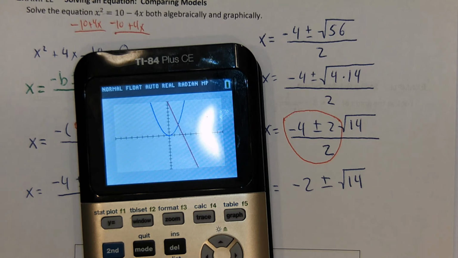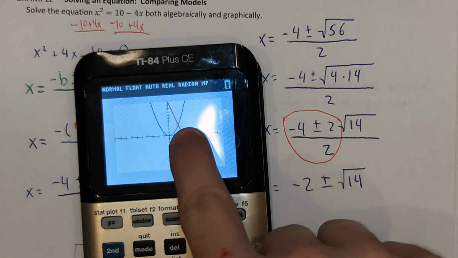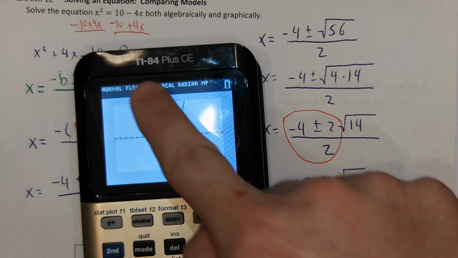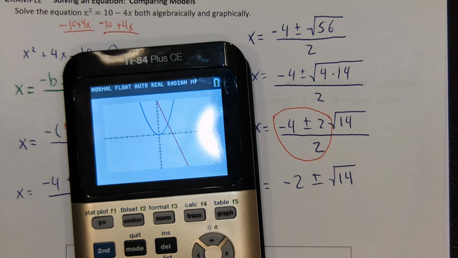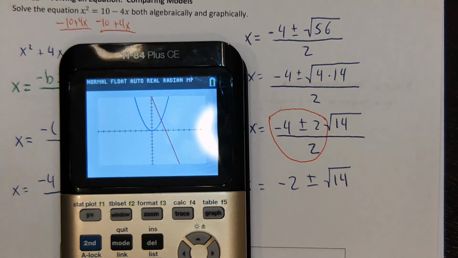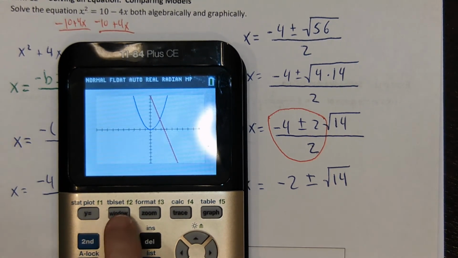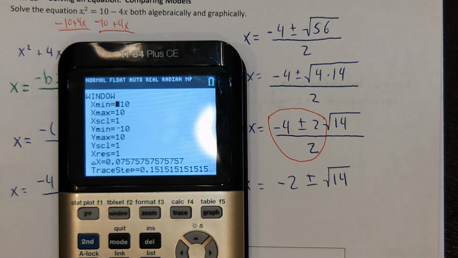Okay, now the quadratic formula showed us there are two solutions. One of them is going to happen right there where those graphs touch. The other one has happened somewhere up here in space. So we're going to have to make our window larger. This button right here says window. Press it. The problem that we were having was that our graph wasn't tall enough. We needed a bigger y value up top.